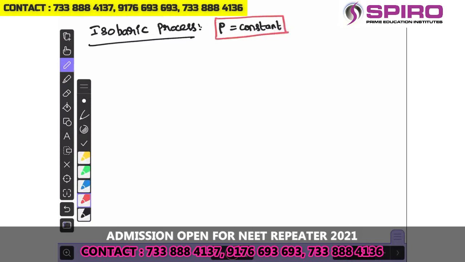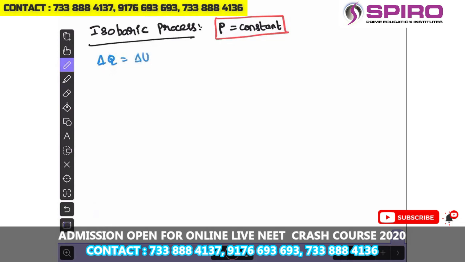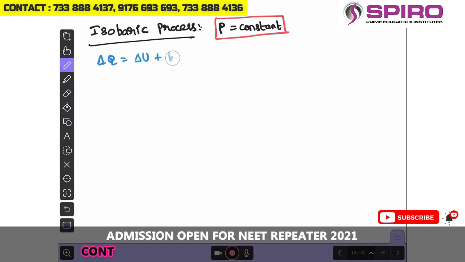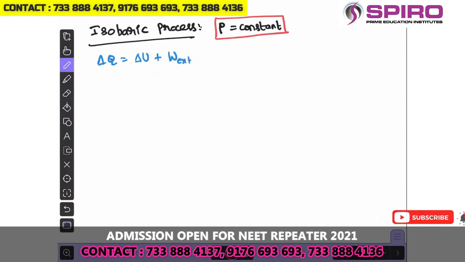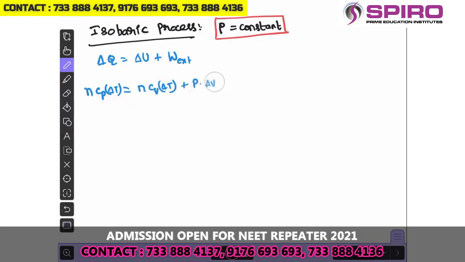Against the constant pressure, you can write the first law of thermodynamics now. From the first law of thermodynamics, the heat supplied delta Q is equal to the change in internal energy delta U plus the external work done. Delta Q can be written as n C delta T. Being a constant pressure process, C is Cp, and delta U is n Cv delta T, plus the external work done, which is P into delta V, right?